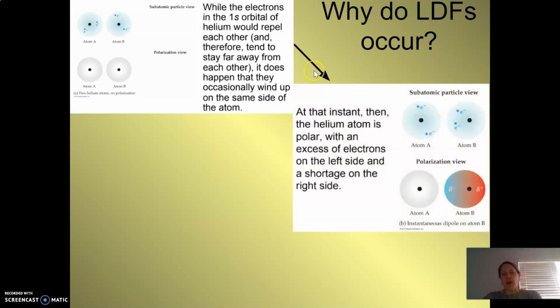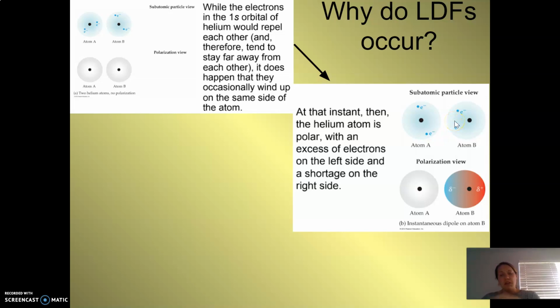So what happens when both of those electrons end up on the same side of atom B because they're randomly moving and they just so happen to be there? Well, what happens is that these electrons end up over here, and for this split second in time, that helium atom has a partial negative side where the electrons are located, making the other side partially positive because we've got all of our negatives over here of the helium.